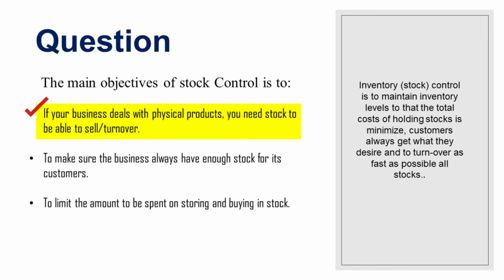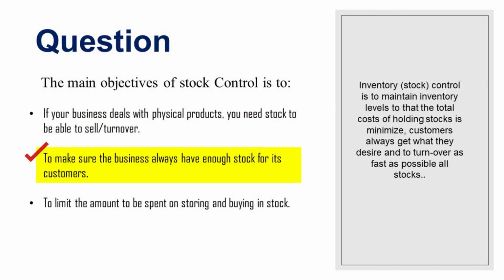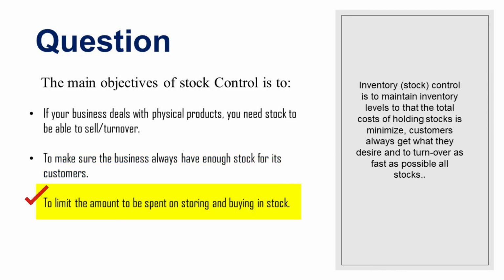As said, if your business deals with physical products, you need stock to be able to sell and turn over. That is correct. If you indicated to make sure the business also has enough stock for its customers, that is also correct. And if you said to limit the amount to be spent on storing and buying stock, that is also correct. Note: inventory or stock control is to maintain inventory levels so that the total cost of holding stock is minimized, customers always get what they desire, and all stock turns over as fast as possible.